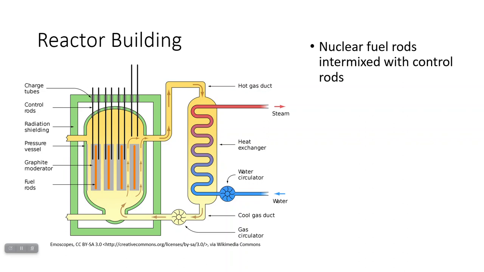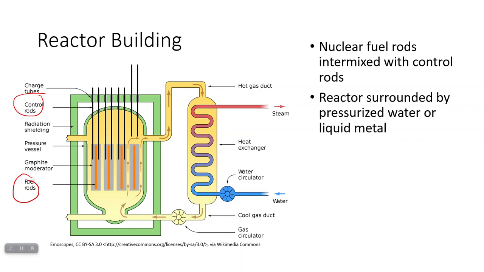In the reactor building, this is where you have the fuel rods, which are here. You have your control rods, which can be raised or lowered to mix in with the fuel rods. And this is the only area of the actual power plant that's going to become contaminated with radioactive material, which is important for talking about waste disposal. So this contains the nuclear fuel rods that are interwoven with control rods.